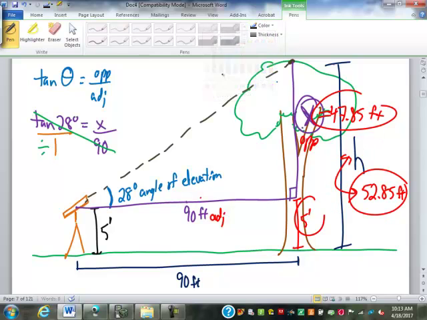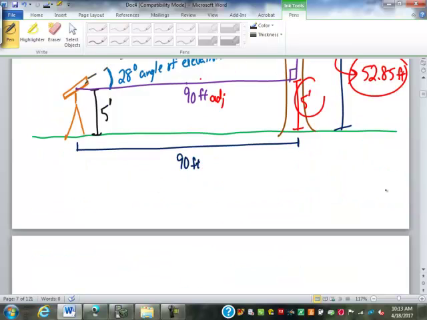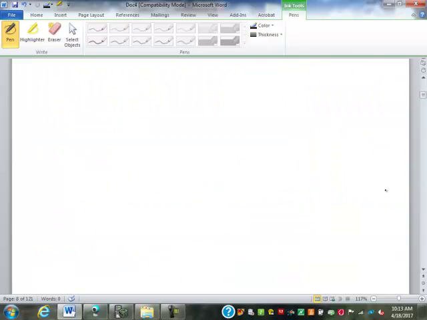What do you think? Yeah? That's an angle of elevation. What's that? Not horrible? Better than a sharp stick in the eye?